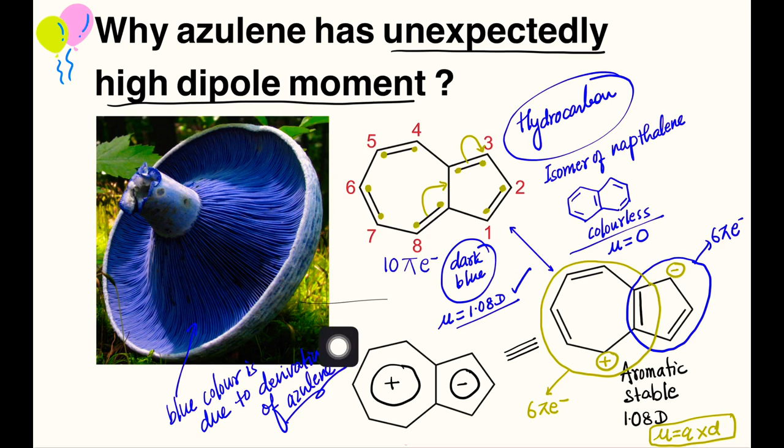So that's all about azulene. We have seen why it has a high dipole moment: because of this bipolar form, because it mostly exists in this bipolar form where both rings are aromatic. One is the cyclopentadienyl anion, the other is the cycloheptatrienyl cation.